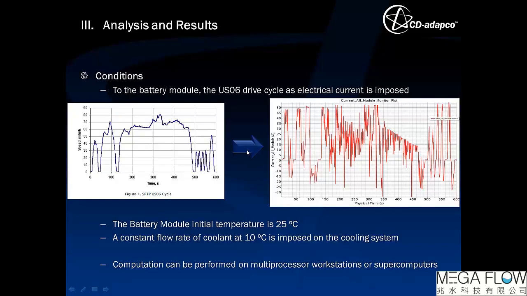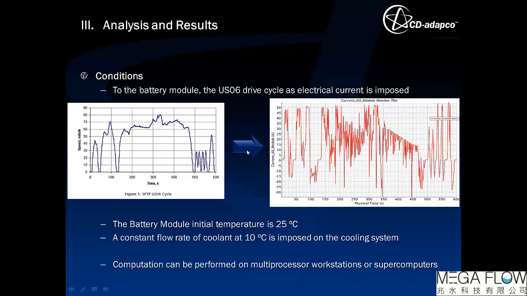Now that we have almost completed the setup of our simulation, we need to specify certain conditions, especially what we are going to apply to the battery module. We wanted to apply a drive cycle, and here it would be a US06 drive cycle. You can see on the left-hand side the evolution of this drive cycle in terms of vehicle speed, which we've converted into current versus time on the right-hand side. This will be applied to the battery module.